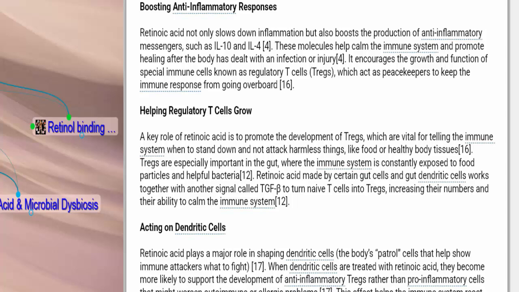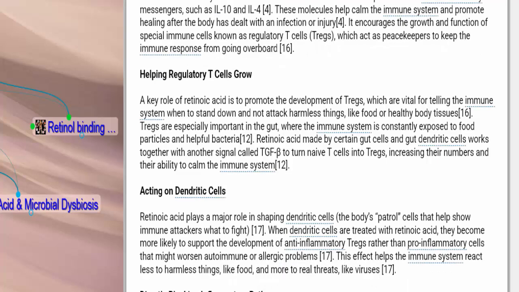It boosts anti-inflammatory responses. It not only slows down inflammation, but boosts the production of anti-inflammatory messengers. These molecules help calm the immune system and promote healing after the body's dealt with an infection or injury. It encourages the growth and function of special immune cells, like the Tregs, which act as the peacekeepers.